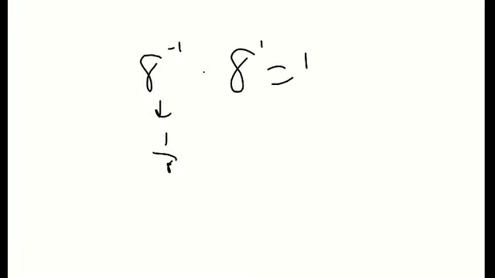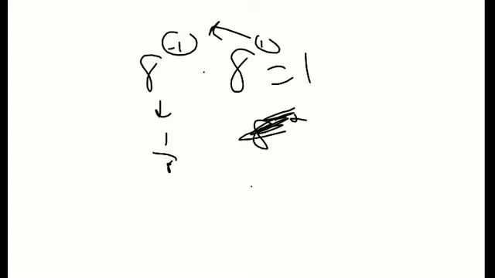So let me just do another one. Again, it might blow right through your mind. 8 to the negative first is basically like saying 1 over 8. We're going to multiply that by 8 to the first to get 1. So opposite charges. And that's always going to equal 1. So always multiply by the opposite.